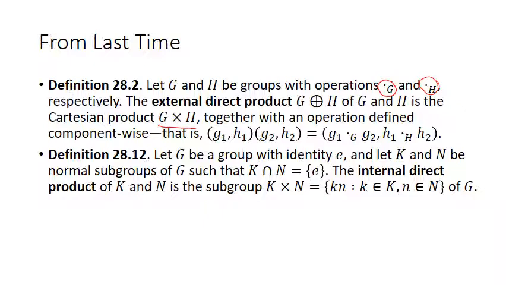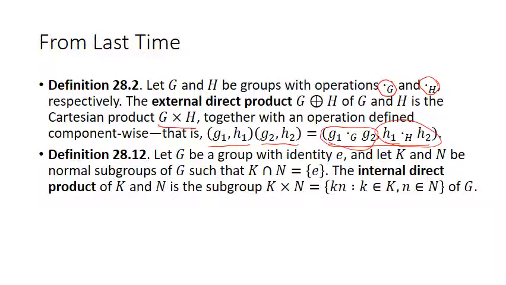They're the ordered pairs, together with an operation defined component-wise. That is, if we multiply two ordered pairs like this, where the first one is from G in each of those and the second one is from H, then we get another ordered pair where we've just done component-wise multiplication: multiply the first two ones together in G, and multiply the second two ones together in H. So that's all it is.